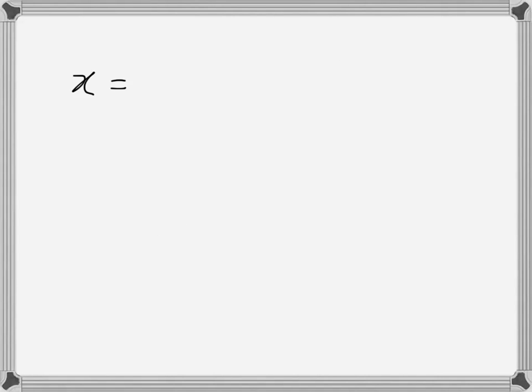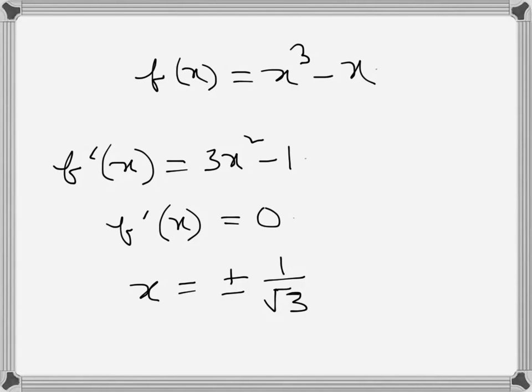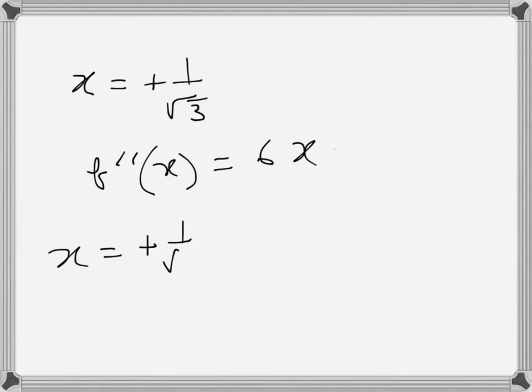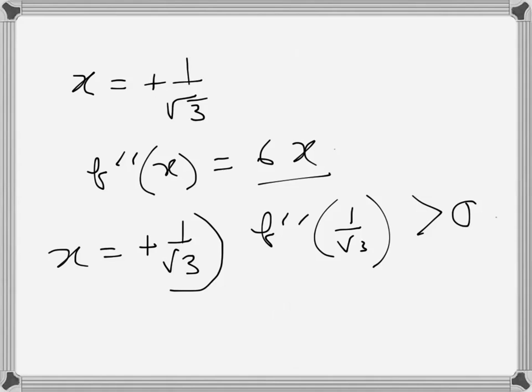In order to find that, I will use the second derivative, because that one seems easier for this one. Instead of doing the point test, I could do the point test as well, but I will do the second derivative anyway. So the second derivative, f double prime x, will be 6x. Now when x is equal to plus 1 over root 3, this is 6x, so this is greater than 0. So this point is minima.